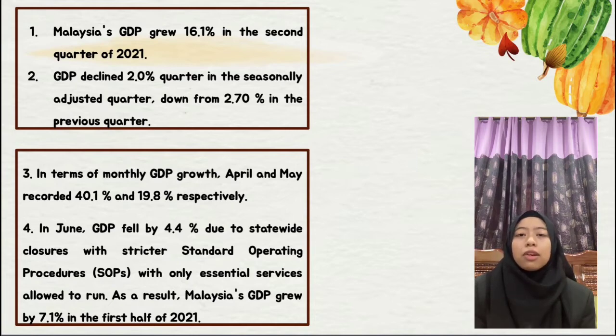In June, gross domestic product fell by 4.4% due to statewide closure with stricter standard operating procedures (SOPs), with only essential services allowed to run. As a result, Malaysia's GDP grew by 7.1% in the first half of 2021.